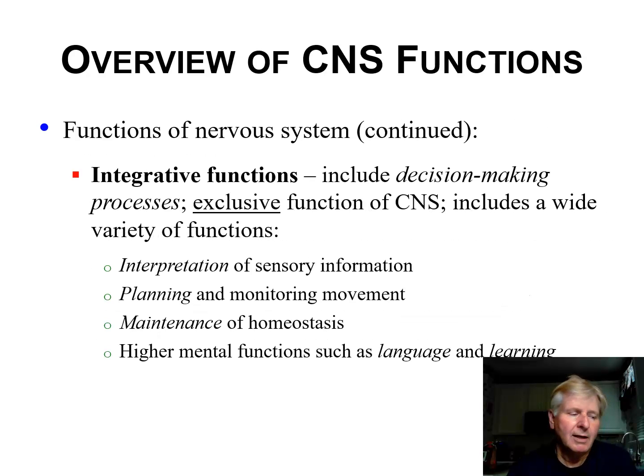Okay? Now, the third function of the central nervous system is integrative functions. And this is basically the decision-making processes of the brain and spinal cord. And that's exclusive to the central nervous system. So what are some of these integrative functions? One is interpreting sensory information that's received by the body, planning and executing movement and monitoring movement, maintaining homeostasis. Homeostasis refers to the status quo, the normal body temperature, normal blood pH, the normal glucose concentrations.